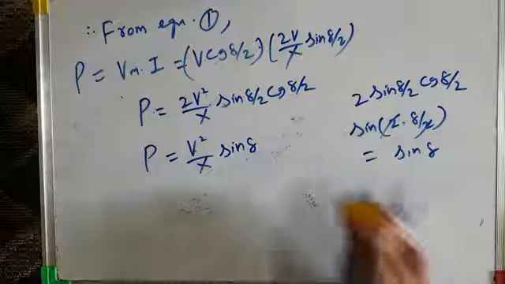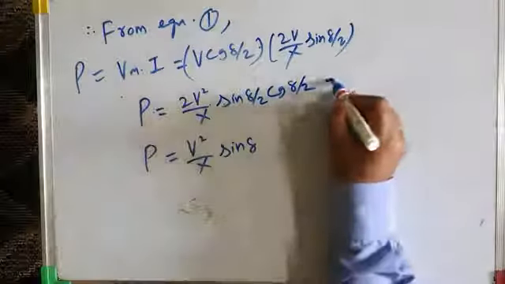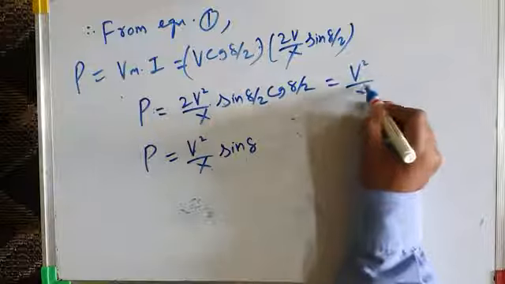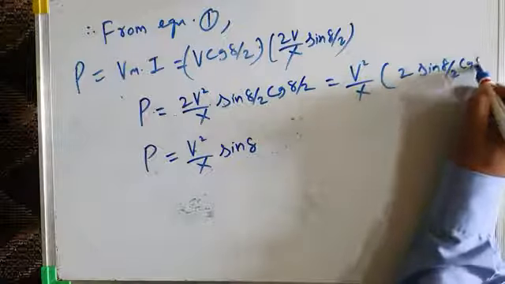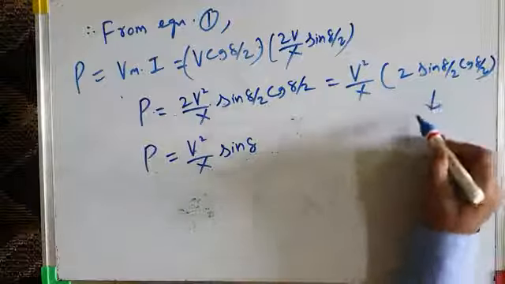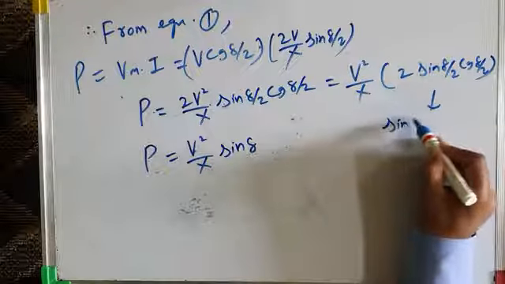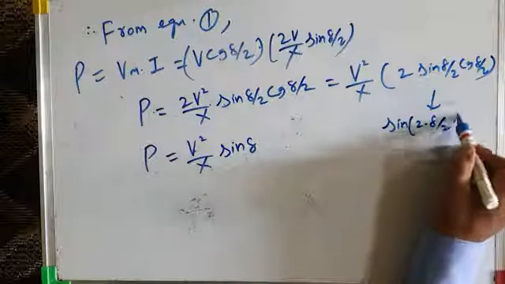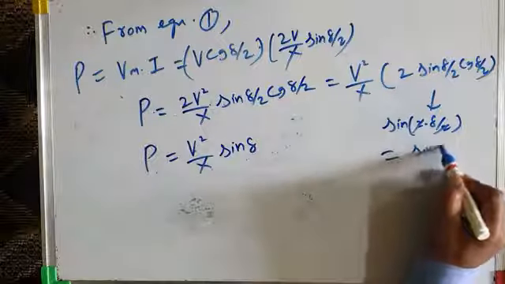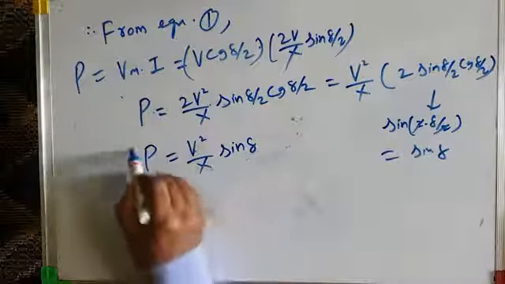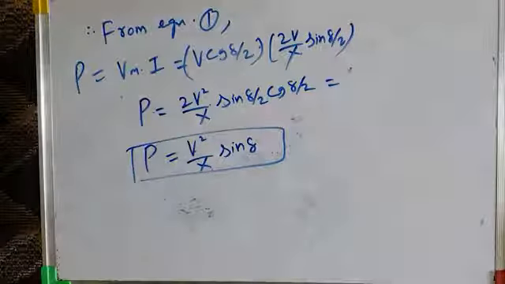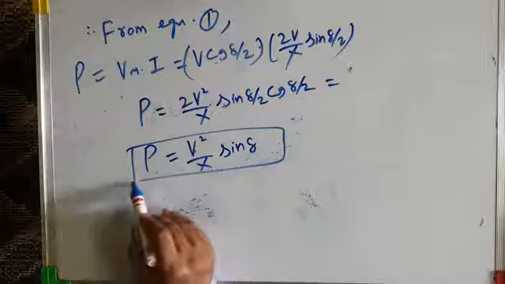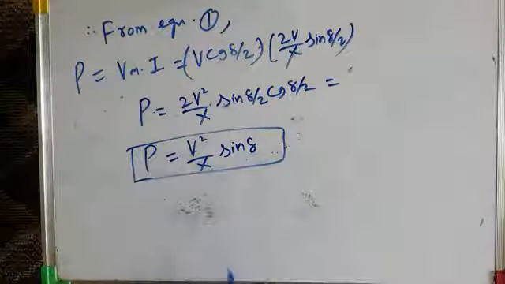So I can rearrange it. I can write this equal to V square by X into 2 sine delta by 2 cos delta by 2. And 2 sine delta by 2 cos delta by 2 is sine 2 delta by 2. Sine 2 into delta by 2, 2 and 2 goes, that is equal to sine delta. And that is this. So therefore, power transmitted or power transferred over this long transmission line is given by this equation. This is a very important equation.